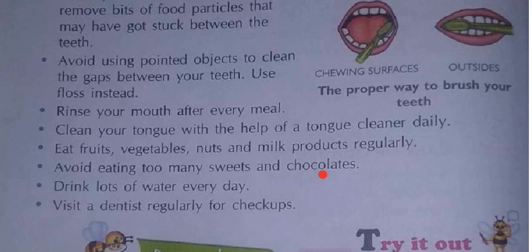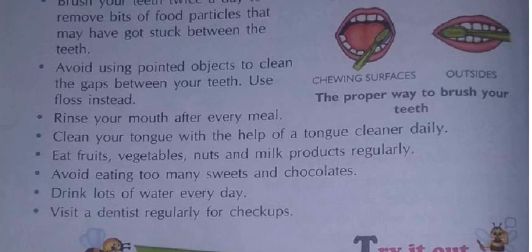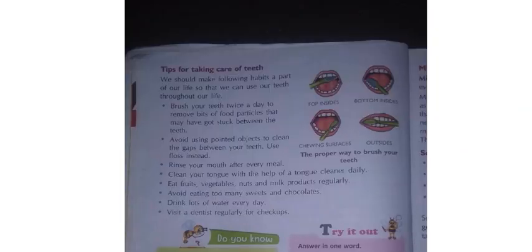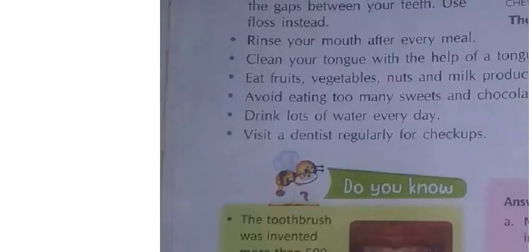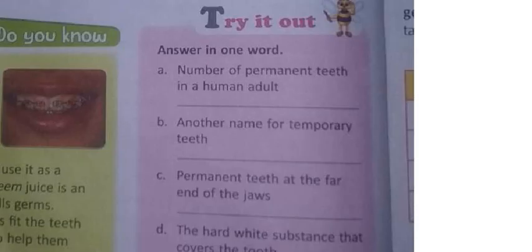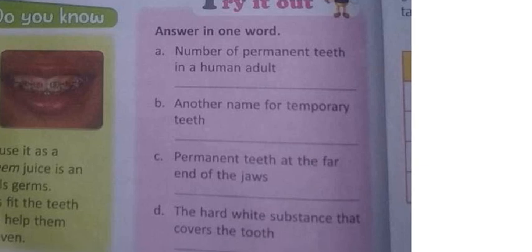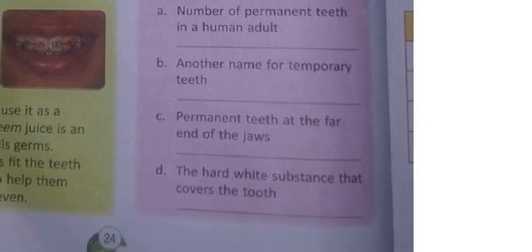Now, here some activities are given, we shall see. Wait, friends. Here you see 4 questions they have given. First question is what, friends? Number of permanent teeth in a human adult.